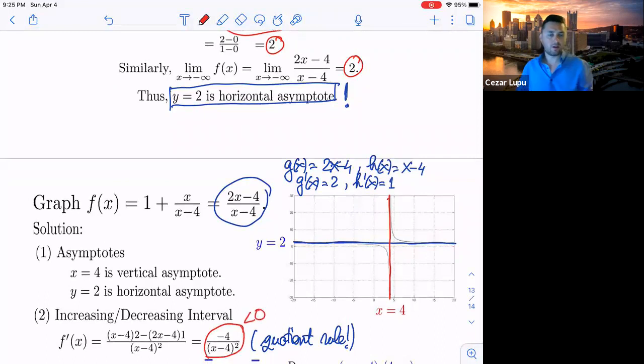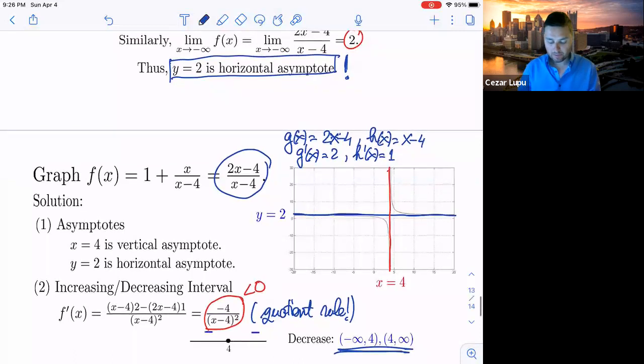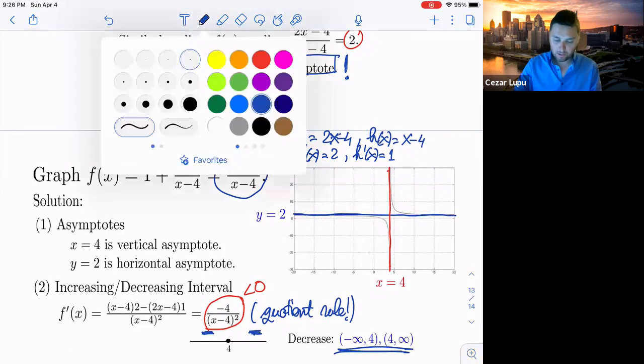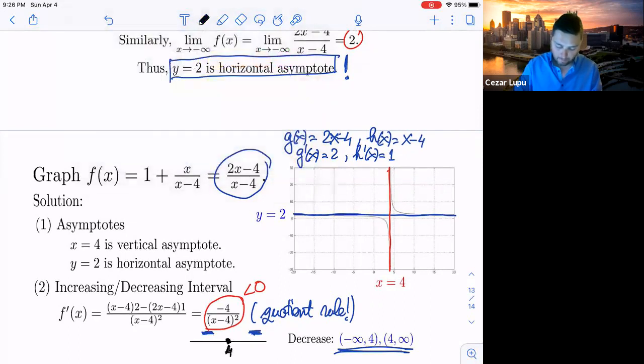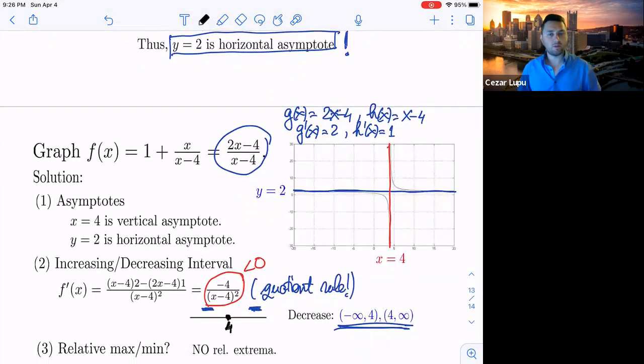Well, this guy is negative, as you can obviously see. We have a negative number over a positive number, so that would be negative. The derivative will be negative no matter what. It will be negative on the entire real line except the point x equals 4. Since the derivative is negative, the function is decreasing, and it will be decreasing on the intervals negative infinity to 4, and 4 to infinity. Anyway, now we can do the same thing. If we would like to see the relative extrema, well, there is no relative extrema, no relative max and min. So we don't need to worry about this.